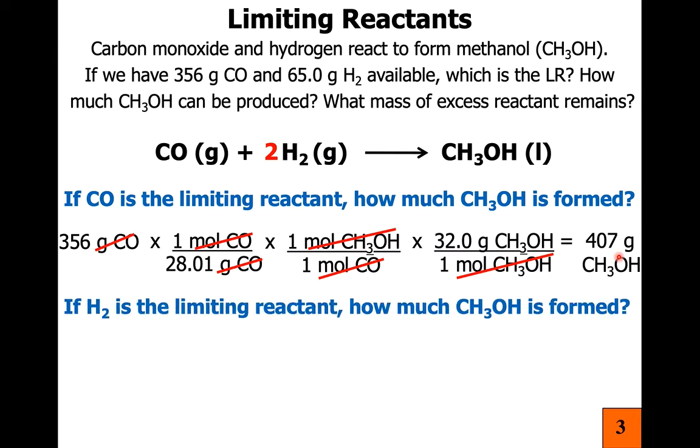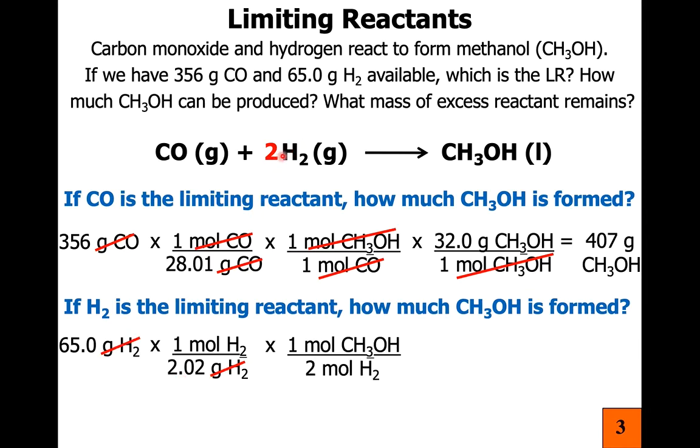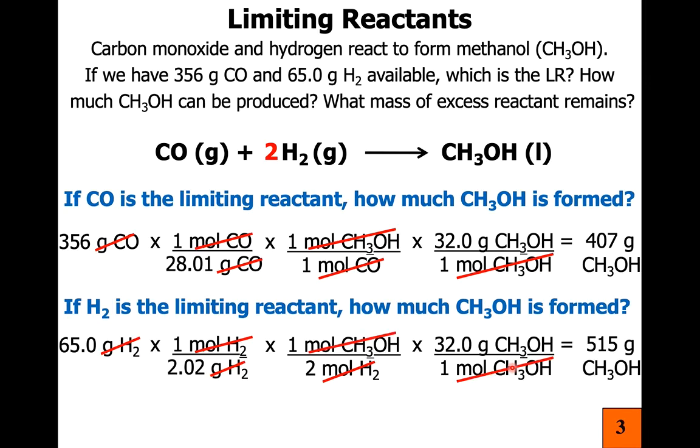All right, now we're going to do a test calculation and pretend that H2 is the limiting reactant. So we have 65 grams of H2, and we're going to assume that we have more than enough carbon monoxide to react with all that H2. Convert our H2 to moles. Now use the ratio for every 2 moles of H2, we make 1 mole of methanol, and then use that same molar mass again, and put all of that in the calculator, and we get 515.